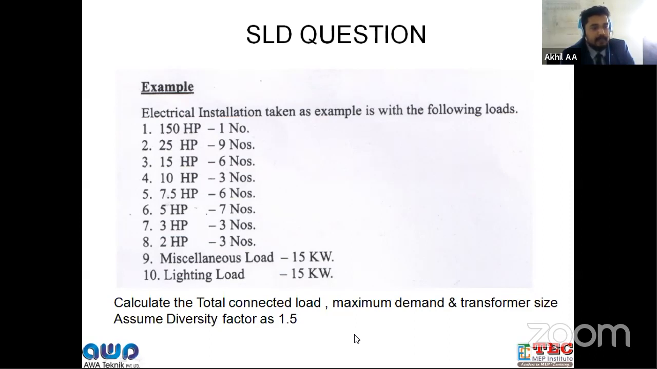This is very simple. You have to just multiply and add all the motor loads, and convert into kilowatt. For converting, 1 HP is 0.746 kilowatt. Then add the miscellaneous load and lighting load together, and you will get the total connected load. Then divide it with 1.5, and you will get the maximum demand. Then you can add 20% safety factor. Then we will select the transformer.